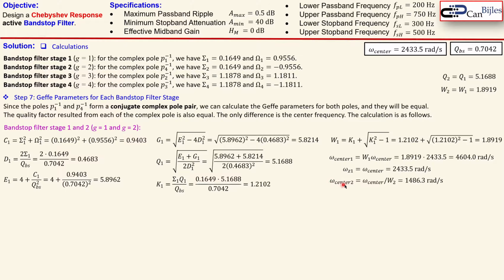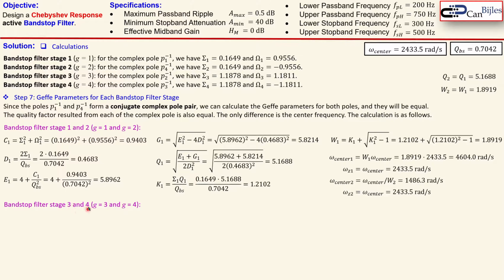That the center frequency here is given by the omega center, for the second stage, divided by the W2. So in this case, not multiplied by the W1 or W2, but divided by. That's the only change, as said here, the only difference is the center frequency. And this is now the center frequency for the second stage. Again, the zero frequency will stay the same. Okay, this is now for stage 1 and 2.